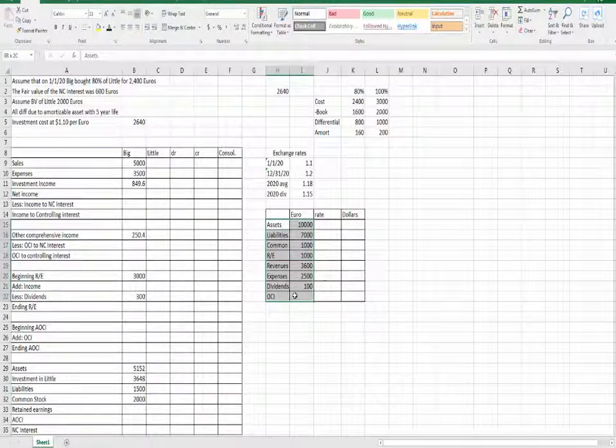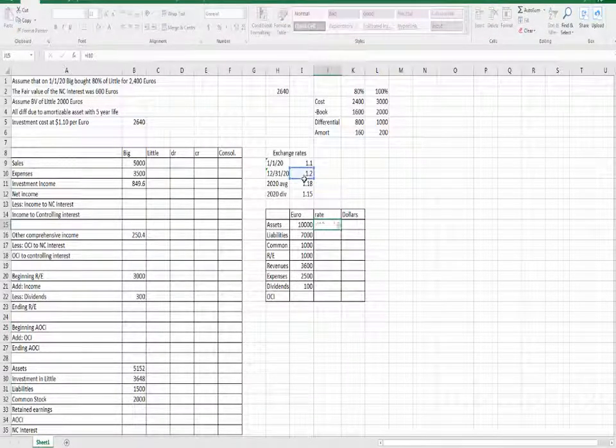We have our euro-denominated trial balance. We have our exchange rates. And so again, the first order of business is going to be to get the trial balance from euros into dollars by multiplying by the appropriate exchange rates. And again, this was a translation, so the choice of exchange rates is fairly straightforward.